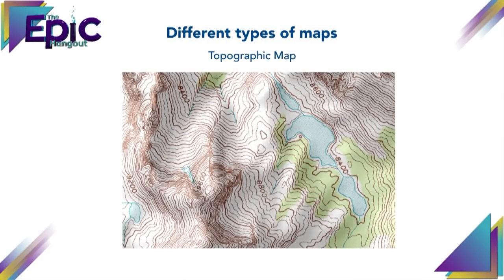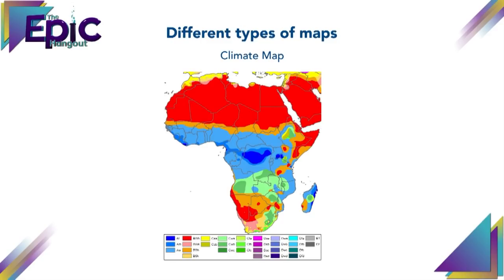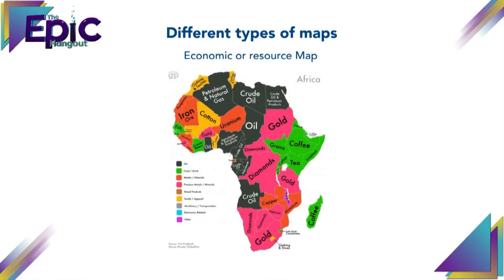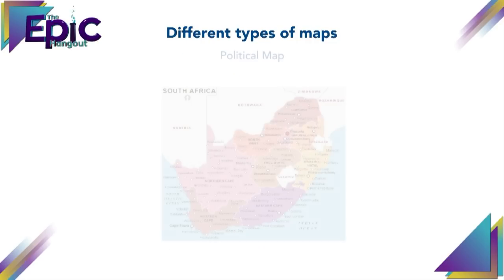Topographic maps. These types of maps show you different physical landscape features. Climatic maps. These maps show information about the climate of an area. Economic or resource maps. These maps show you the type of economic activity or natural resources present in an area through different symbols or colors depending on what is being shown on the map.